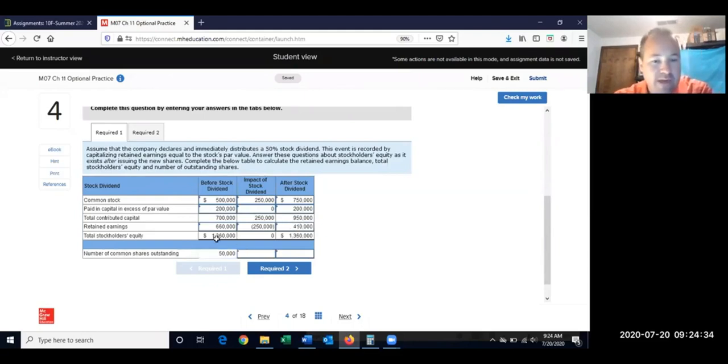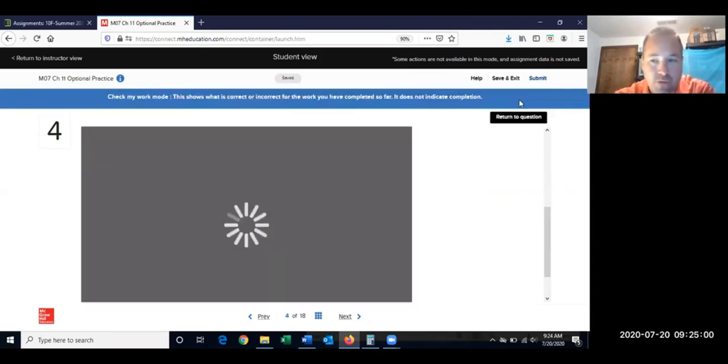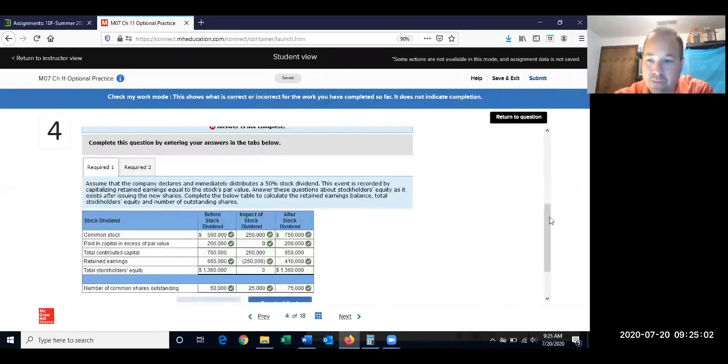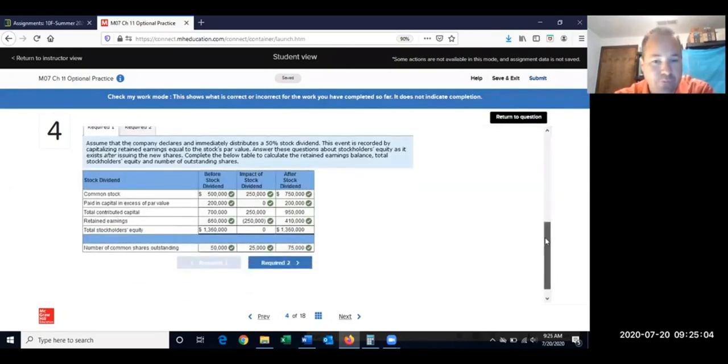And look how that worked out. My total stockholders' equity, 1.36. After the stock dividend, it's still 1.36. I just took money out of one account and put it into somewhere else. That's basically all that happened within the same category. We had an extra 25,000 shares, so a total of 75,000 shares of stock. Now, before we do step 2, let's go ahead and check. Okay, good. Everything looks good.